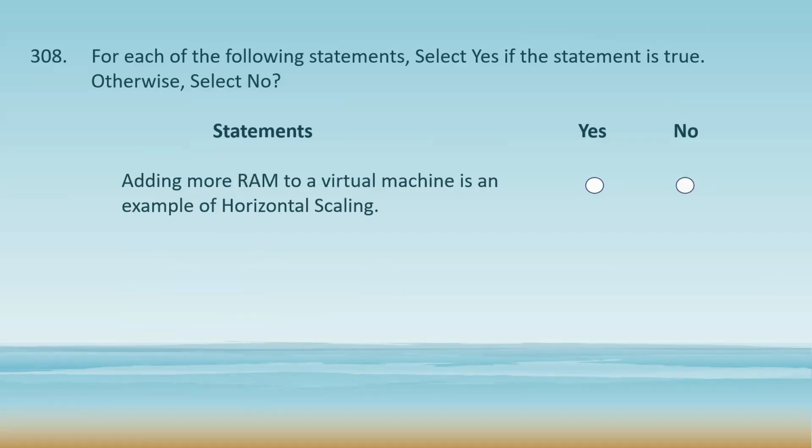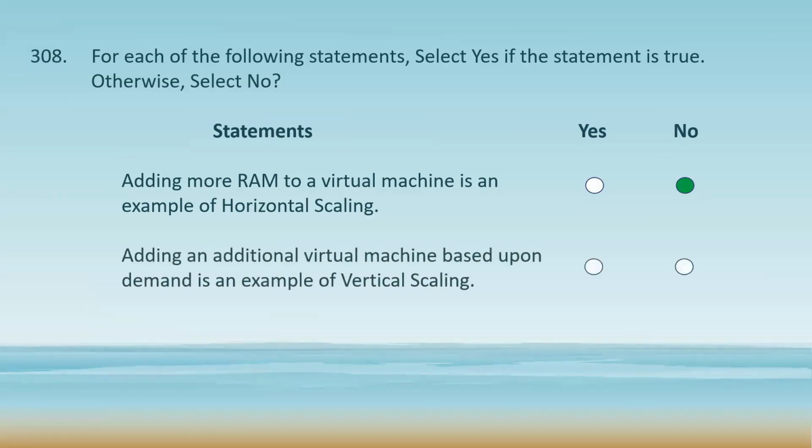And your first statement is adding more RAM to a virtual machine is an example of horizontal scaling. And friends, this statement is incorrect. Adding more RAM is an example of vertical scaling. Second statement is adding an additional virtual machine based upon demand is an example of vertical scaling. Friends, this statement is also incorrect. It is an example of horizontal scaling.